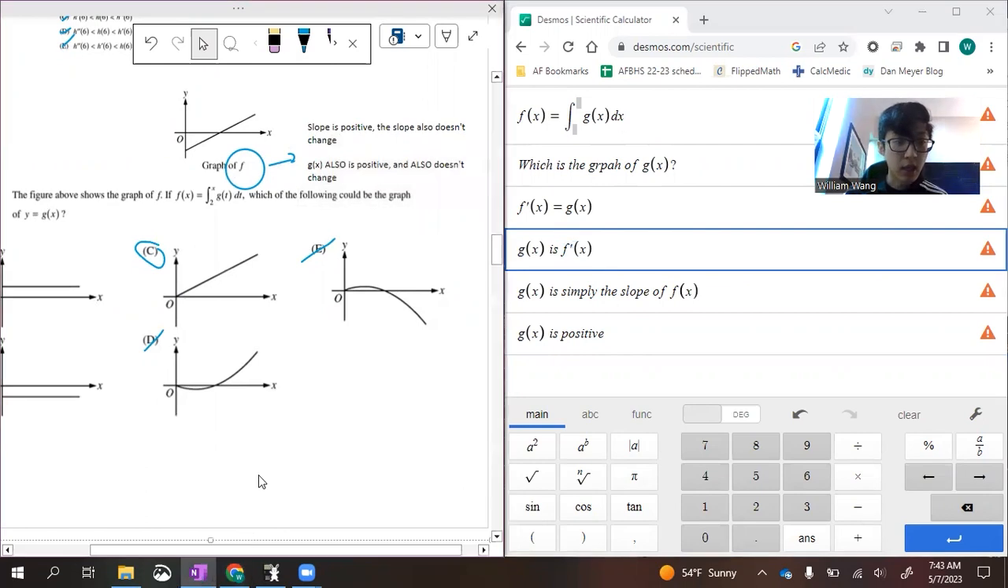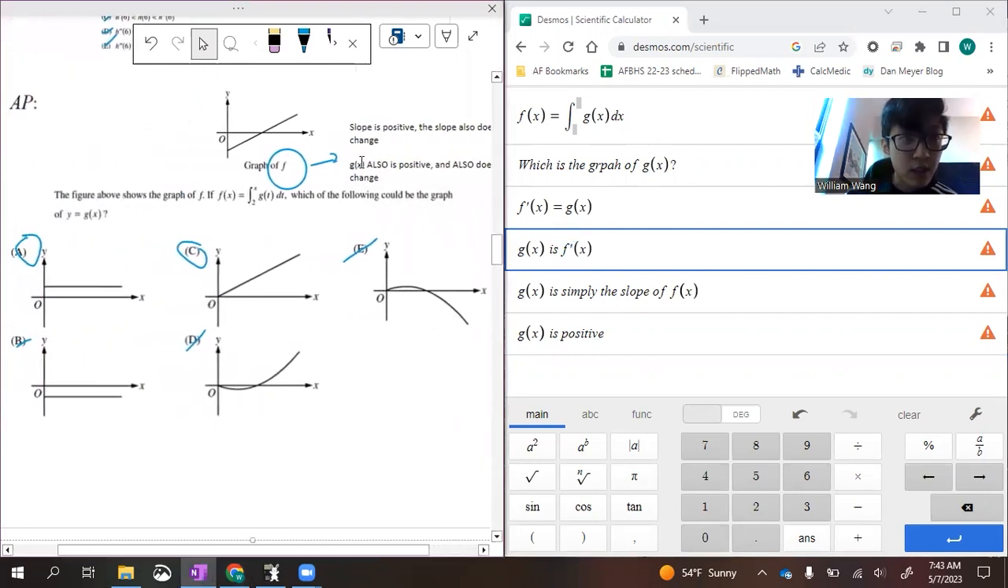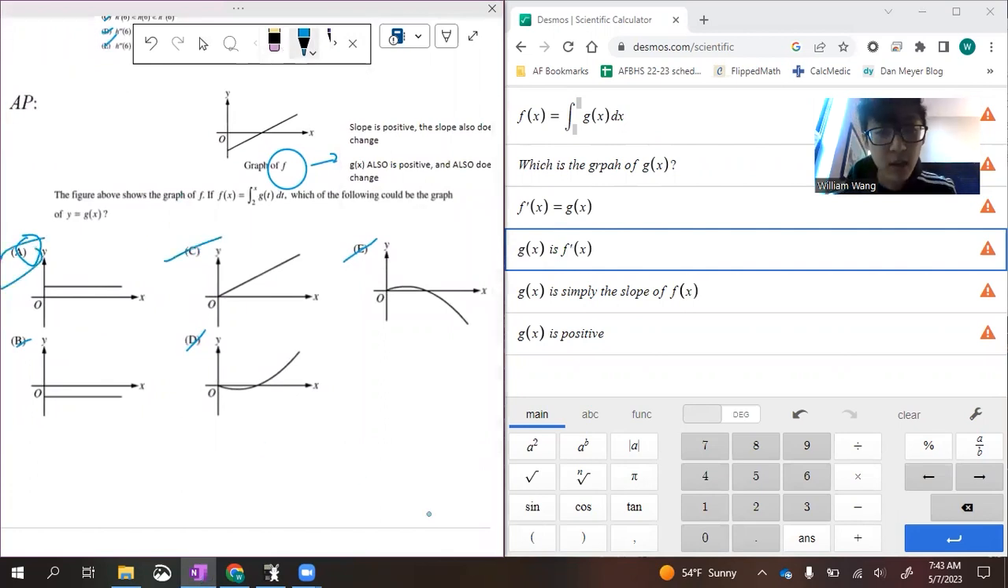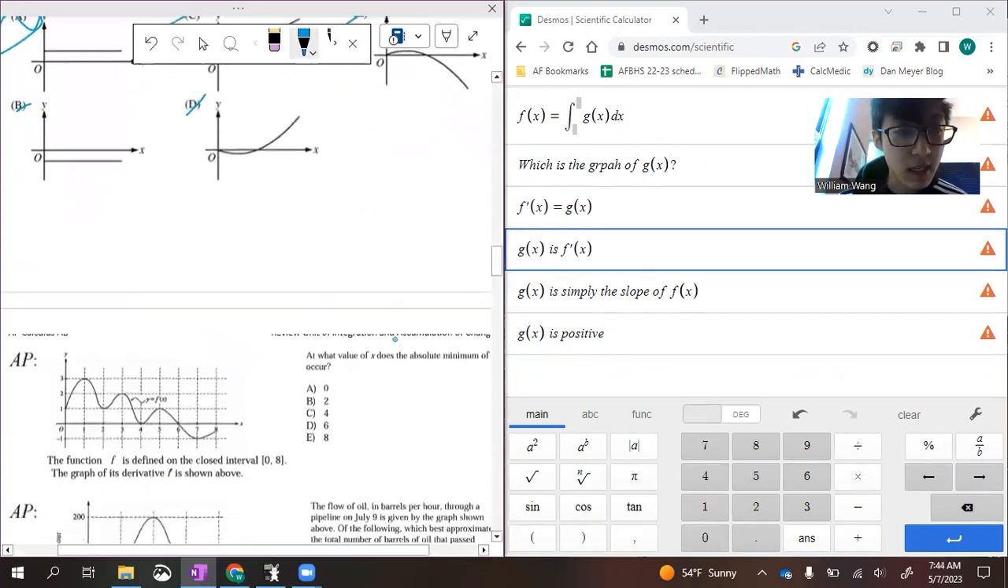So I would say, which of these graphs is positive and also does not change? It's going to be A, only A. Right? Hopefully that reasoning and that relationship between the derivative and integral makes sense.